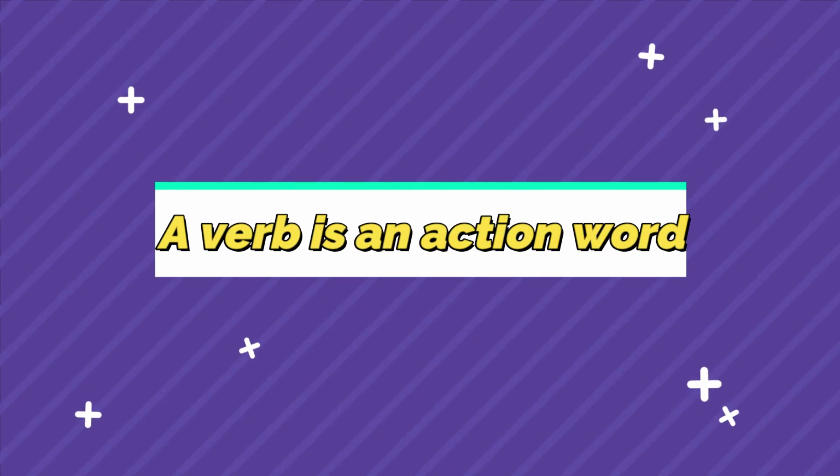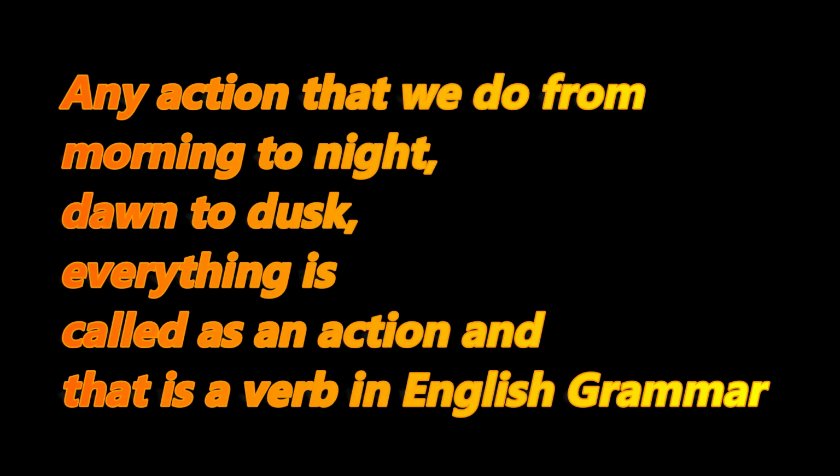A verb is an action word. Any action that we do from morning to night, dawn to dusk, everything is called an action verb, and that is a verb in English grammar.